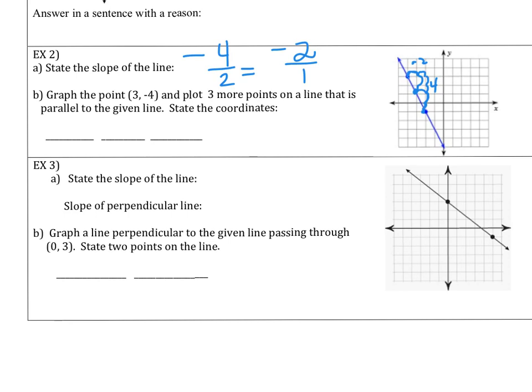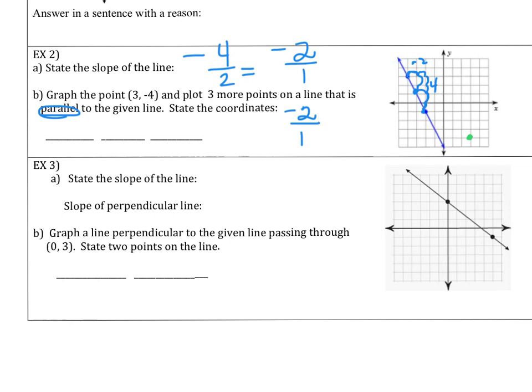For part B, it asks you to graph the point 3, negative 4, and plot 3 more points on a line that is parallel to the given line. So here's the key. Parallel, that means they're going to have the same slope of negative 2 over 1. So let's see what this is going to look like. Let's go to the point 3, negative 4. The point 3, negative 4 gets us to a starting point right here. Now I need to graph the slope of negative 2 over 1.